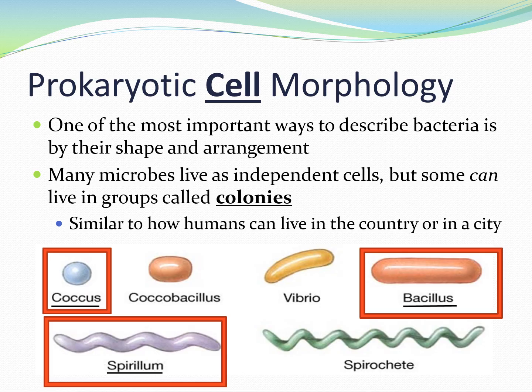So the three shapes I really want you to pay attention to here are in the red boxes. We have coccus, bacillus, and spirillum. The other terms we are going to talk a little bit about later, but these are going to be the three primary ones that we want to talk about for now.